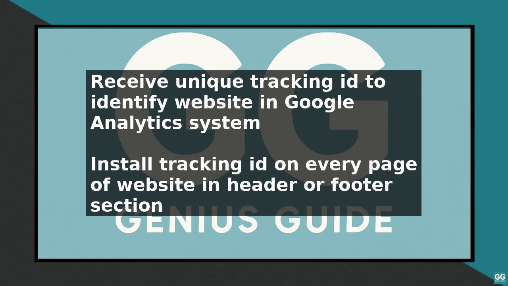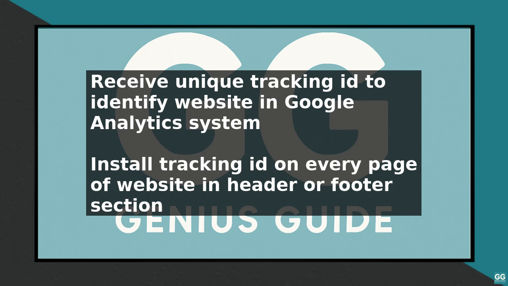After setting up the tracking code, you need to configure your view settings. A view is a way to segment your data in Google Analytics, such as by country, language, or device type. To set up a view, go to the Admin section and click on the View column. Then, click on the Create View button and select the type of view you want to create.